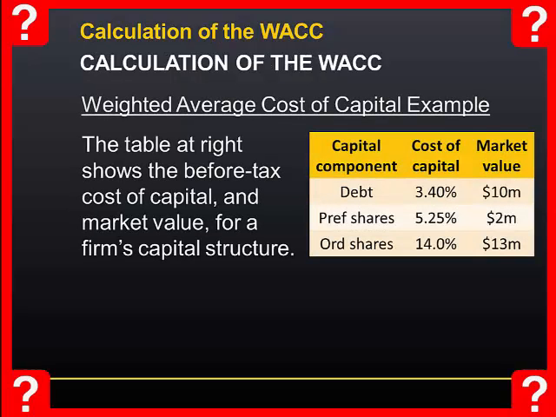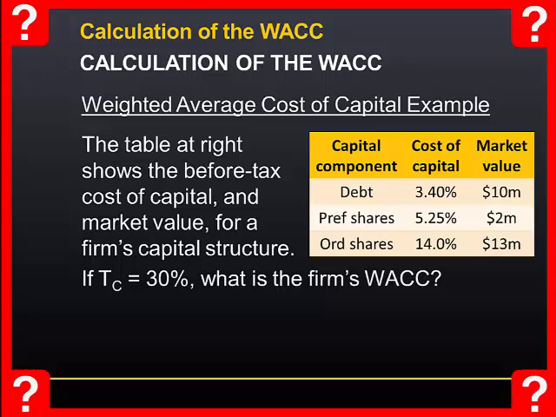This table shows the before tax cost of capital and market value for each component of a firm's capital structure. If the corporate tax rate is 30%, what is the firm's weighted average cost of capital?